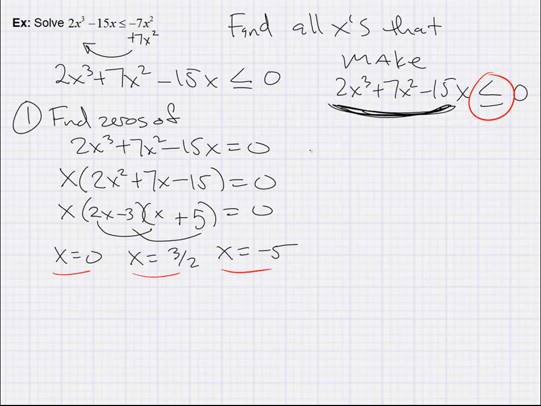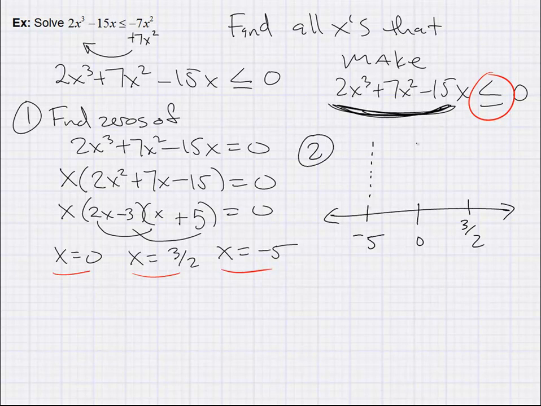So the next thing you're going to do is set up a number line. Place these values that you just found on the number line. So here's negative 5, here's 0, here's 3/2. It doesn't have to be very accurate. What you just did is you divvied your number line up into 4 intervals. Okay? This would be interval 1, this would be interval 2, this would be interval 3, this would be interval 4.